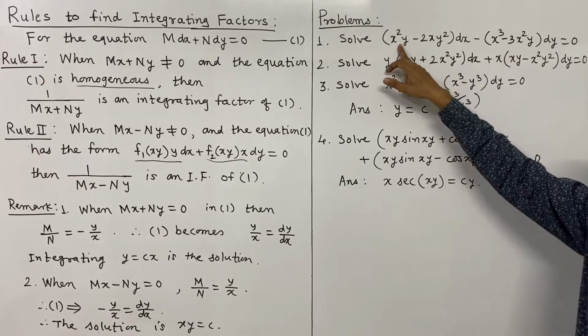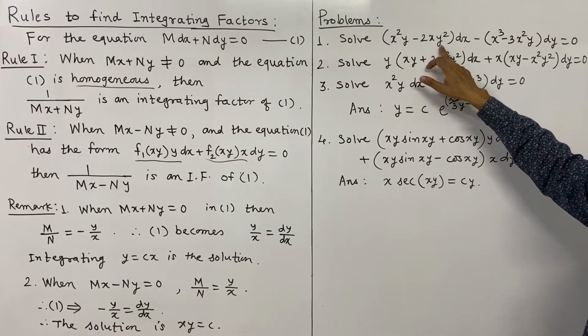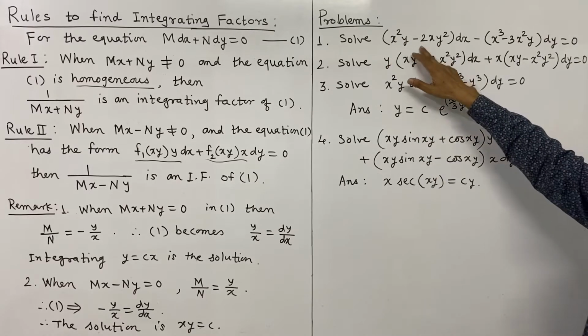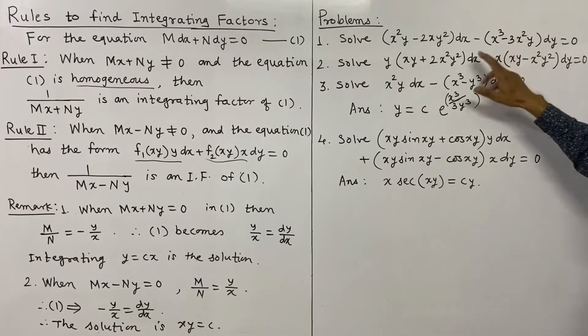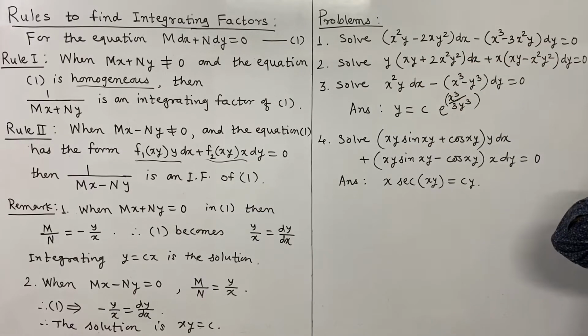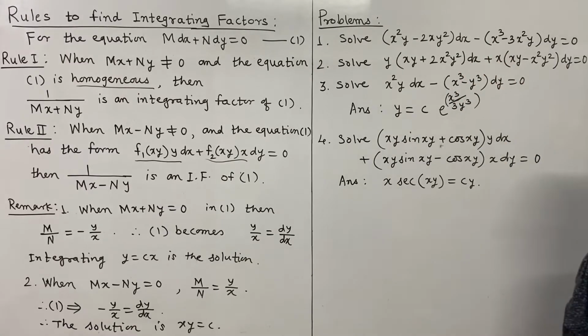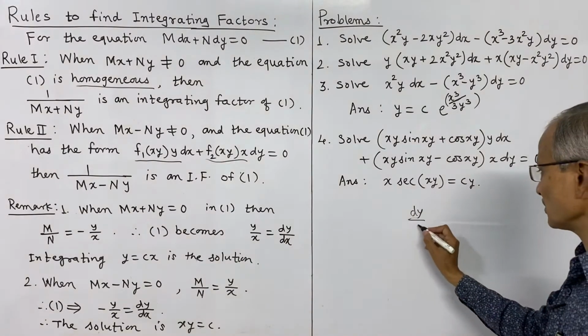Because this is a third degree term, x square into y, and this x y square is also third degree, addition of powers 2 plus 1. Thus this is a third degree term, this is also third degree, this is also third degree, which means this equation is homogeneous. Actually this equation can be solved by the earlier method for homogeneous equations.